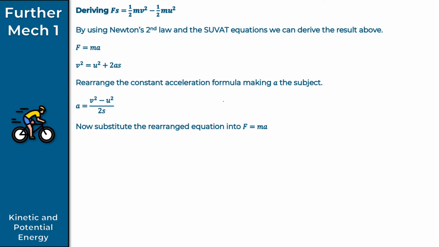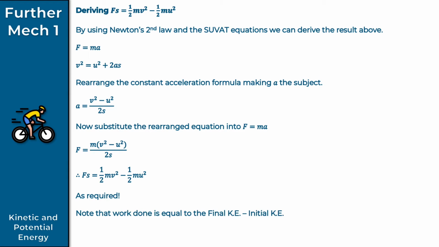So what I'm now going to do is substitute this rearranged equation into Newton's second law, F equals ma. If we do that, what we obtain is F is equal to m times (v squared minus u squared) over 2s. Well, if we multiply through by s, we obtain Fs is equal to 1/2 mv squared minus 1/2 mu squared, as required. That's what we wanted to obtain. And just note that work done is equal to the final kinetic energy minus the initial kinetic energy, which is simply the change in kinetic energy.